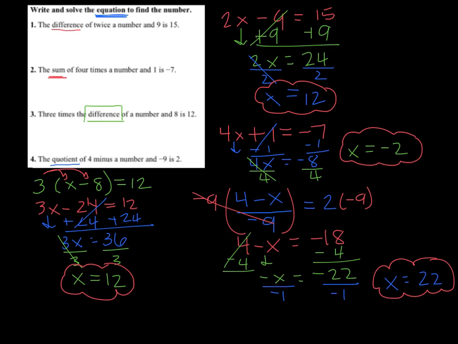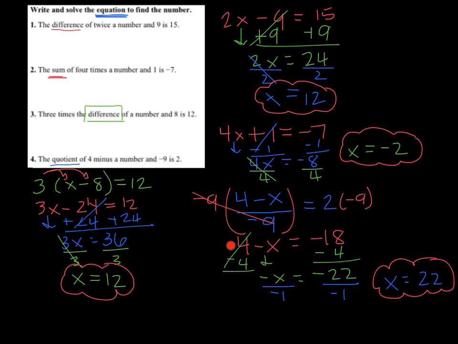I want to talk about number 4 because I noticed that you guys are still having a little bit of trouble with the ones that are looking like fractions. So our original equation was 4 minus x divided by negative 9 equals 2. The opposite of dividing by negative 9 is to multiply by negative 9. When I do that, negative 9 over negative 9 will wind up canceling out, and I'm left with 4 minus x. And if I multiply by negative 9 on the left, I have to do the same thing on the right. So that's why I did 2 times negative 9 is negative 18.